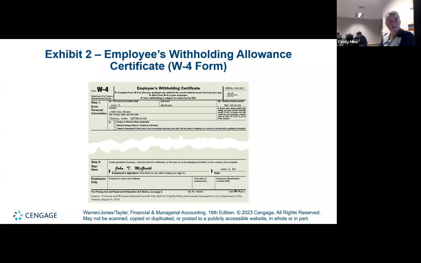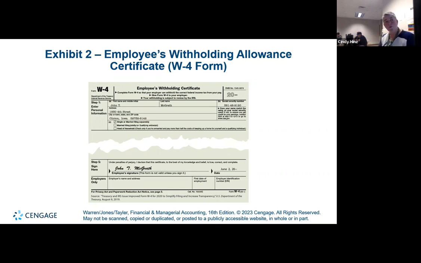And so basically what you're indicating on that W-4 is how many people are dependent on you. And so this has changed with the 2017 tax reform that took effect in 2018, because the concept of dependence has really changed, at least at the federal level.